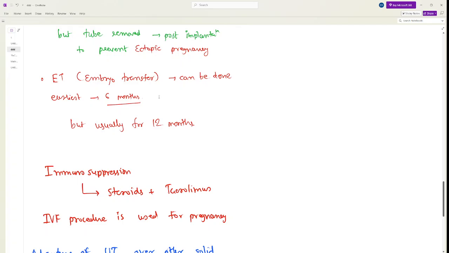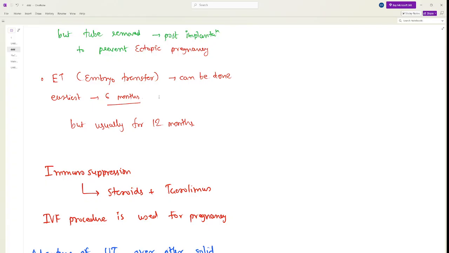Now, embryo transfer, which is basically an assisted reproductive technology, can be done earliest at 6 months after uterine transplant. That means once the lady has undergone the uterine transplant, we don't do embryo transfer immediately. We wait at least 6 months, and the ideal time is 1 year. After this time, if the uterus is doing good, if the graft is doing good, only then do we go for pregnancy and therefore embryo transfer.